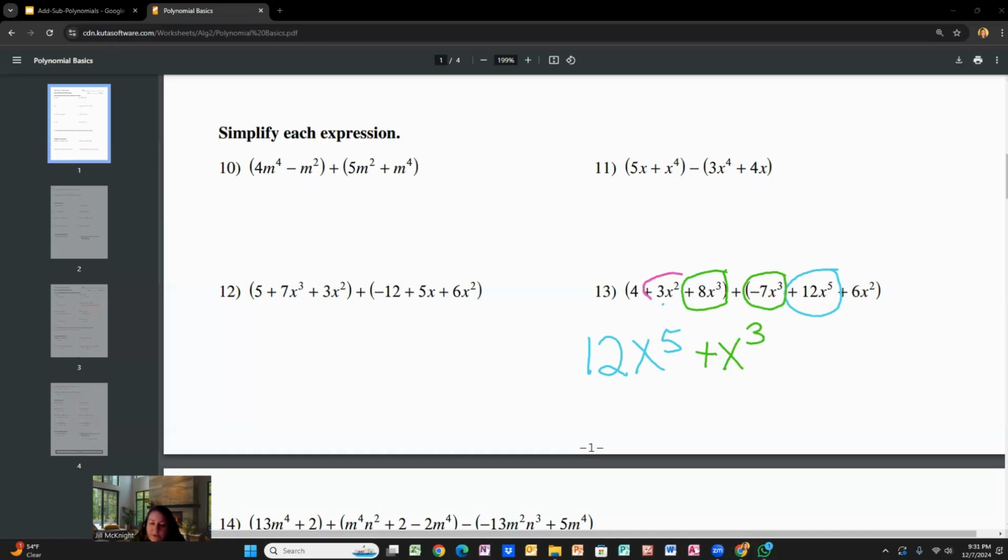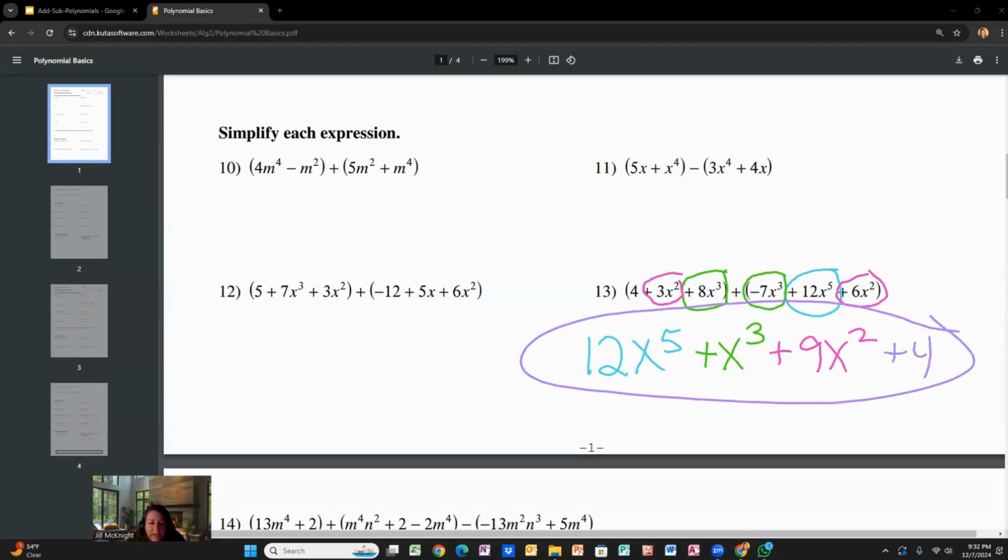All right, so then what degree comes next? You said the second degree, you are correct. Remember to get those signs in front of them. So we have a plus 3x squared and a plus 6x squared is a plus 9x squared. And then at the end, we only have one constant. We don't have anything to add to it. So we'll just put a little plus 4 here at the end. And that should be our answer.